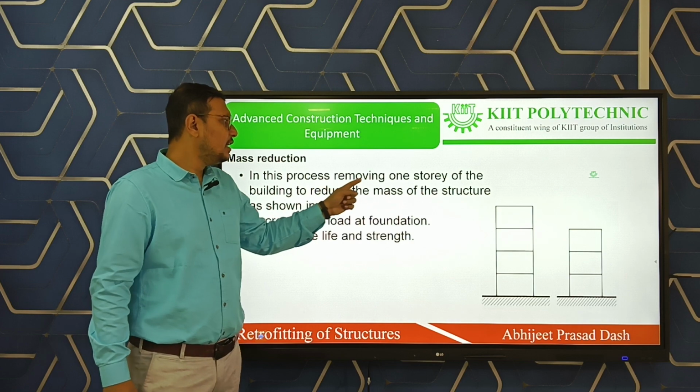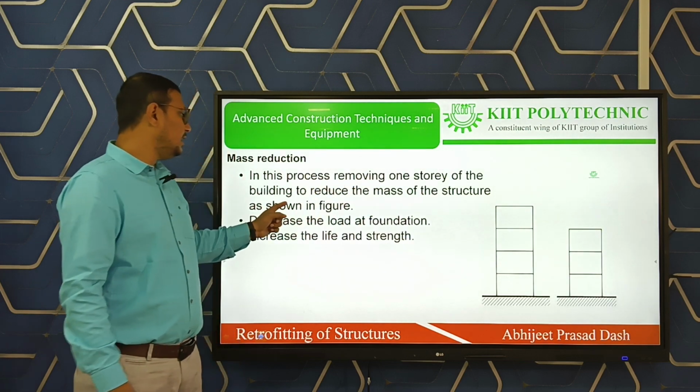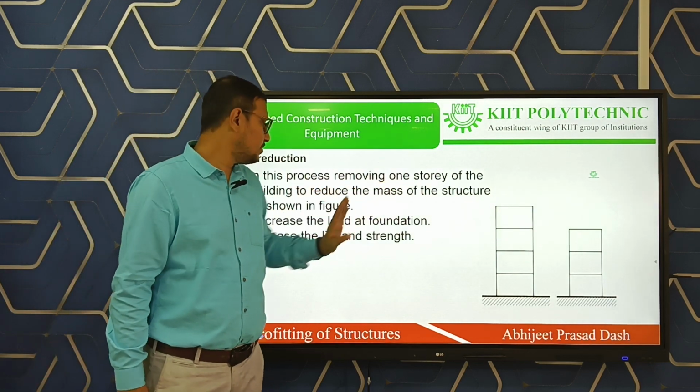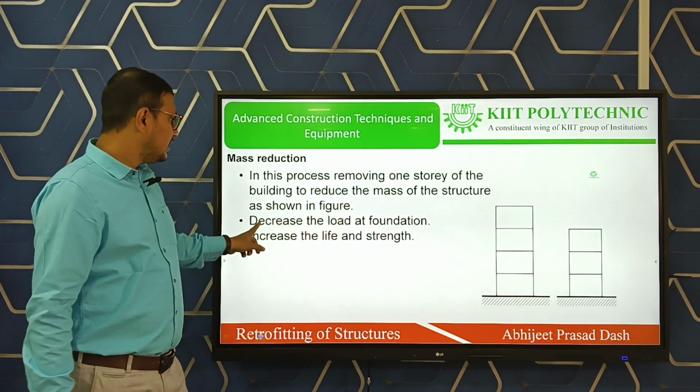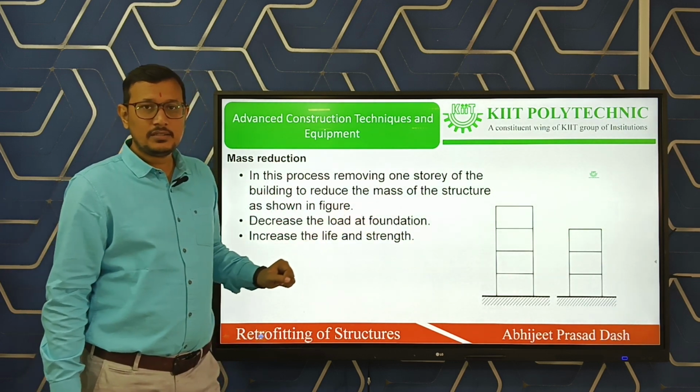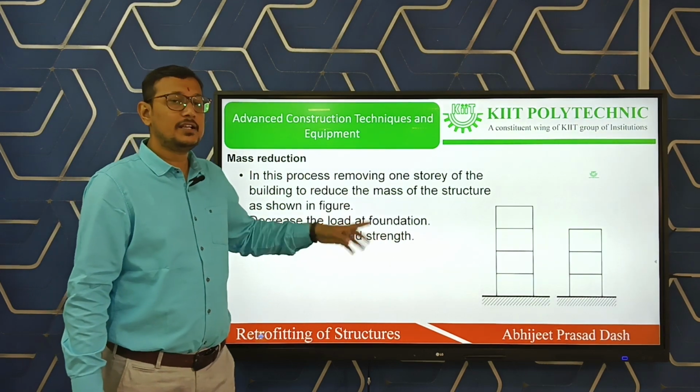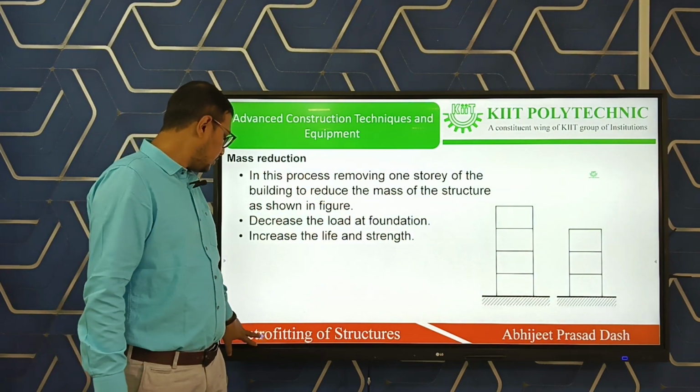In this process, removing 1 story of the building reduces the mass of the structure as shown here, decreases the load at the foundation, and increases the life and strength of the structure.